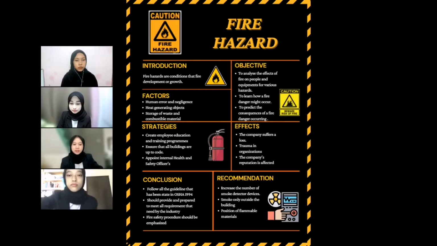Next is factors. Firstly is human error and negligence. Human mistake is one of the most prevalent causes of fire in the workplace. Untrained personnel might readily install flammable objects in the wrong location, posing a fire danger. While it's impossible to totally eliminate the possibility of human error, fire safety training may go a long way toward informing your personnel about proper practice in the workplace.